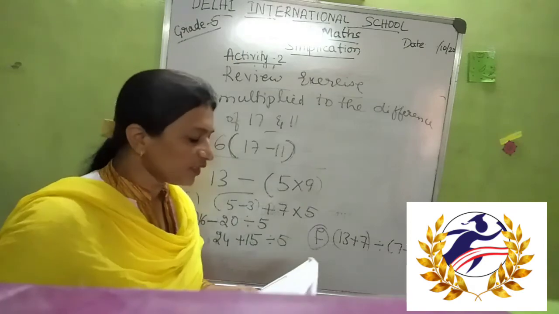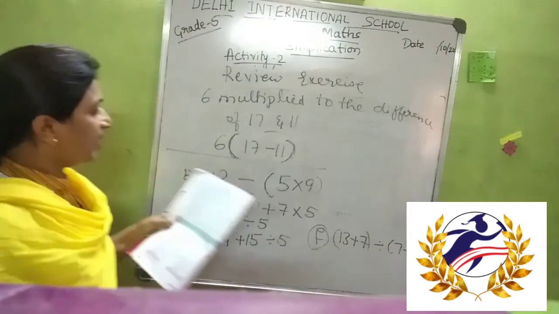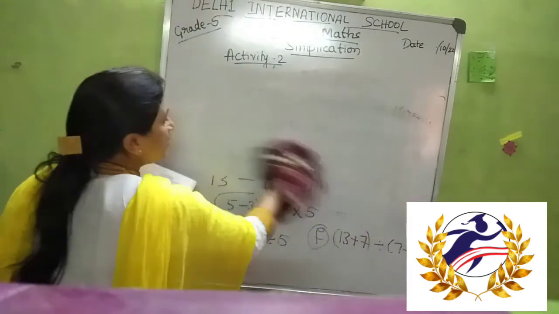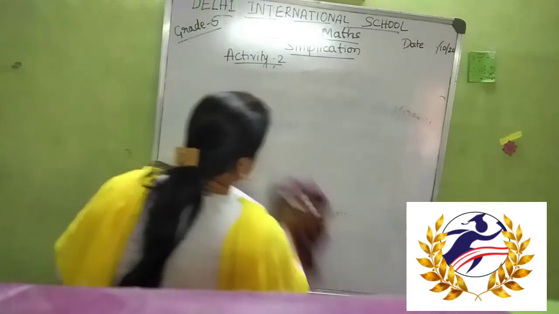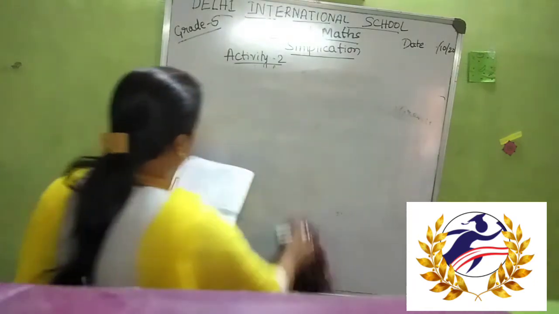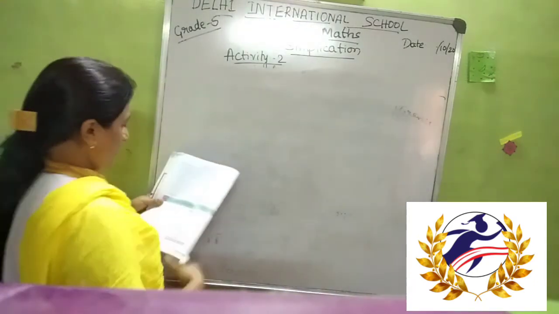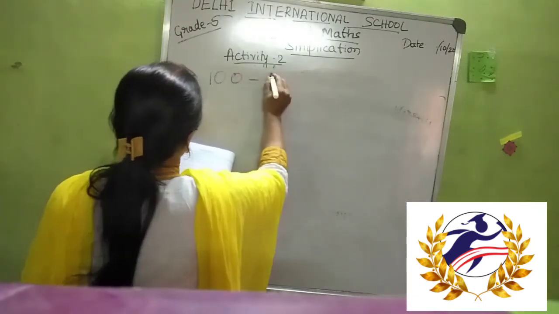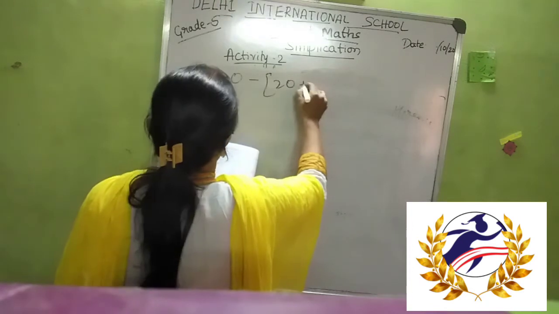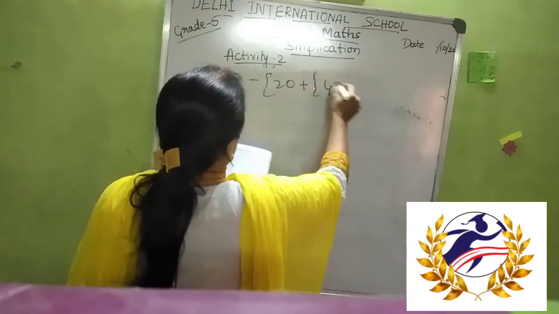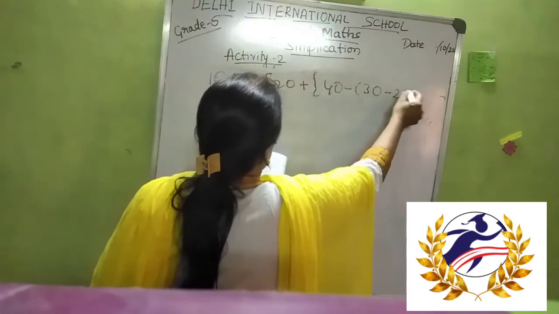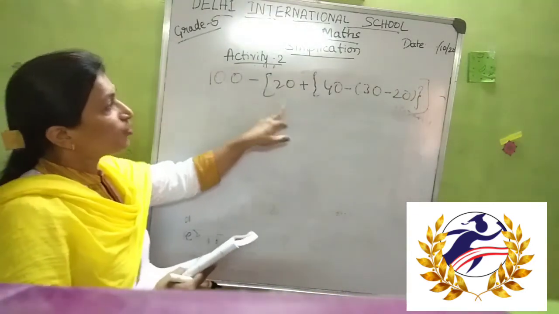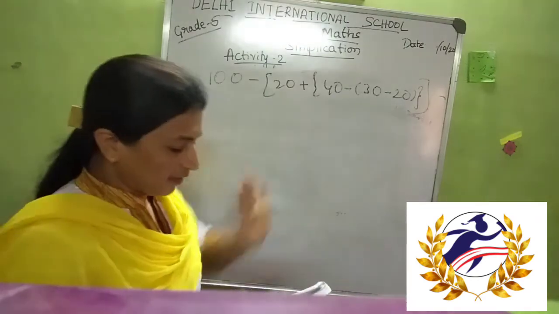Okay, next heading is simplify, in the review exercise. Here also the same rules are followed, like BODMAS, and we have to solve the problems. So I will do the first problem. Okay, this is the problem given. First problem: 100 minus 20 plus 40 minus 30 minus 20.